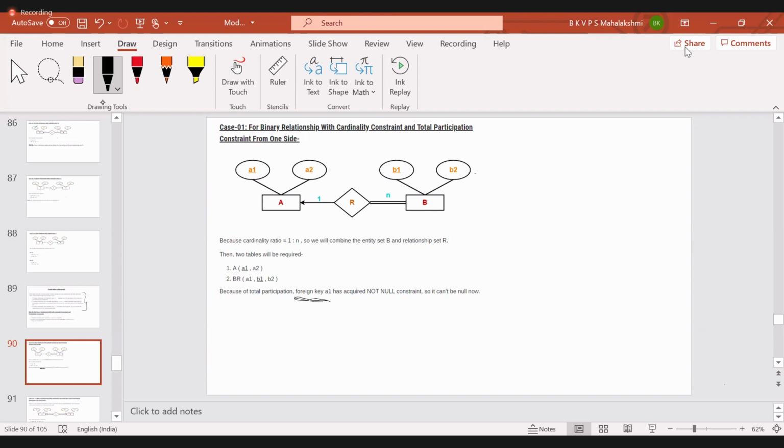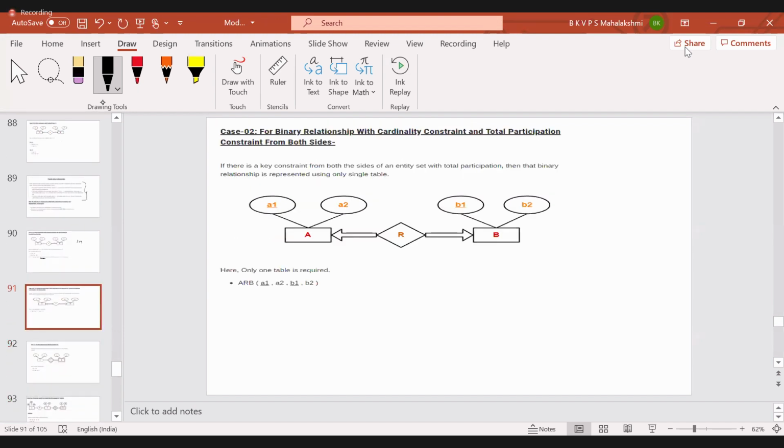So forget about the theory part. Just go through the diagram. Even in the 1:n cardinality ratio, if it again has total participation from the B entity to the relationship set to A, then we have to convert this by considering the 1:n cardinality ratio. We have to take two tables, A and BR. For the A entity, again it has only A1, A2, and for the BR, it should have the attributes B1, B2. Along with B1 and B2, A1 we have to specify. That's it.